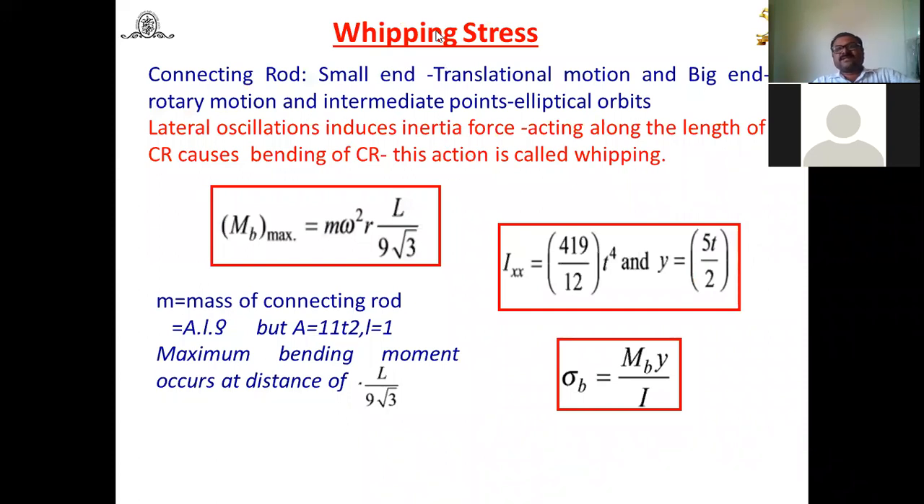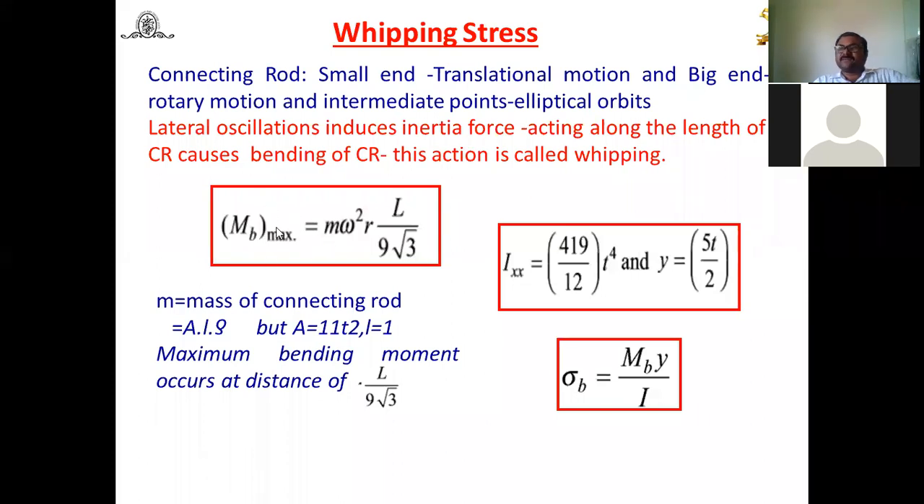Here the connecting rod is subjected to translational and rotary motion, and the intermediate part of this connecting rod is subjected to elliptical orbits. Because of this inertia force, bending stresses are induced in the connecting rod. How to find them? These bending stresses are calculated from the inertia force m ω² r. But you will find the bending stress is more at a distance of L by 9√3 from the piston pin. That means the force F acts at L by 9√3, a distance from the small end or the piston pin.